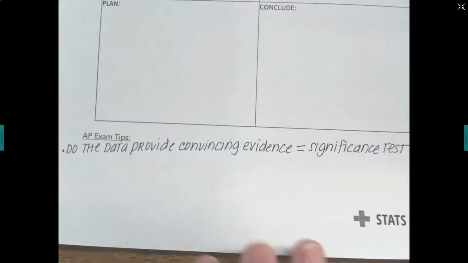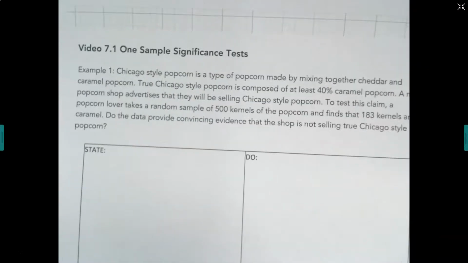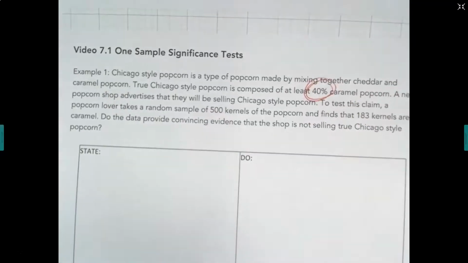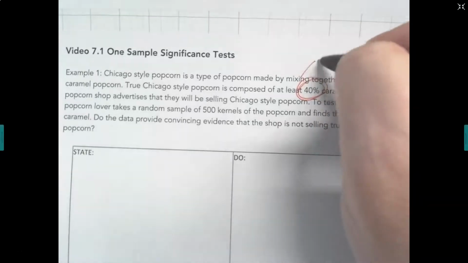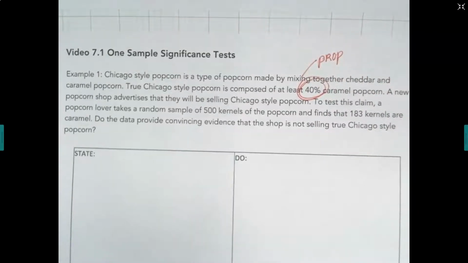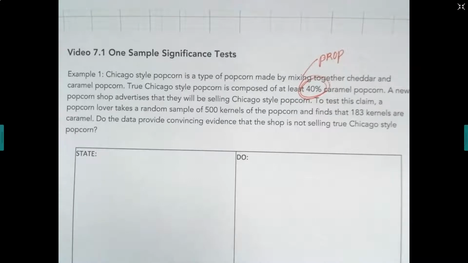All right, so let's go back and look at our scenario. So we've got some important information here. First thing, as we start reading, I see this 40%. The 40% says we're talking about a proportion. If I wasn't sure, as I continue to read through this, I do not see the words mean or standard deviation mentioned at all in the problem. That gives me further evidence that this is a proportion problem.